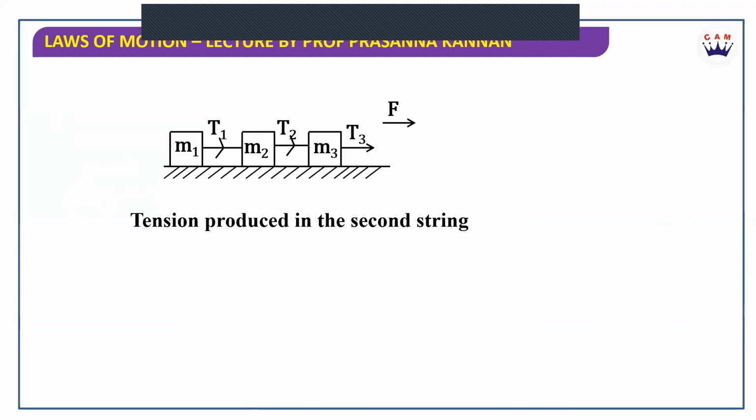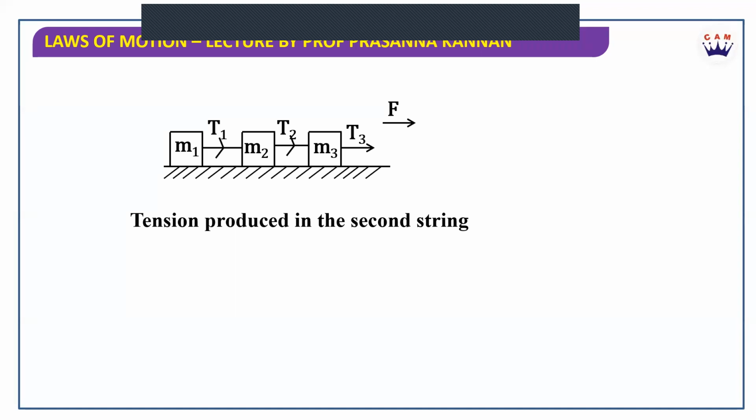Tension produced in the second string. What is it? T2 is nothing but what? M2 into A minus T1. Correct? Or see here: T2 minus T1 is equal to M2A. Correct or not?